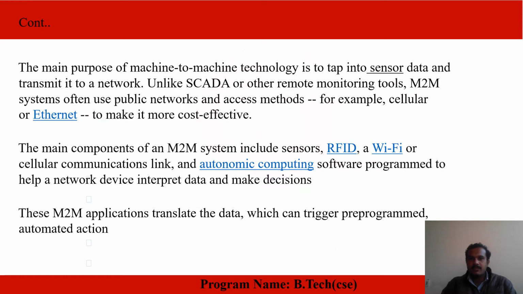So, the continuation of this machine-to-machine application: the purpose of machine-to-machine technology is to tap into sensor data and transmit it to the networks. Unlike SCADA and other remote monitoring tools, machine-to-machine systems often use public networks and access methods, for example, cellular or Ethernet. It makes it more effective. In other terms, without any internet options, with a short range of communication, we go with Bluetooth, RFID, or in terms of internet, we go with Wi-Fi.